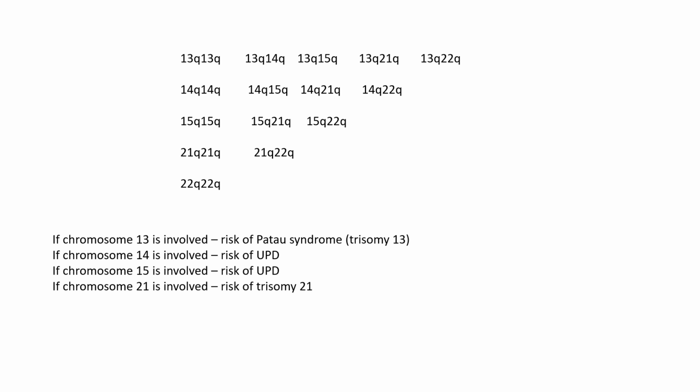So if chromosome 13 is involved, the risk is of having an offspring with trisomy 13 or Patau syndrome. If it is chromosome 14, you can have trisomy 14, but usually they do not come to term. There is the risk of uniparental disomy, so that is something to be considered. And if it is chromosome 15, once again, there is the risk of uniparental disomy of chromosome 15 that has to be taken into consideration. And if chromosome 21 is involved in the Robertsonian translocation, then the risk is mostly of trisomy 21.